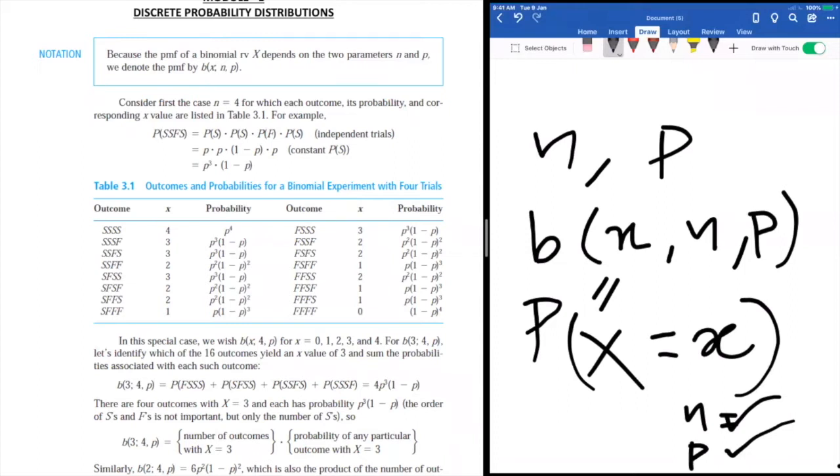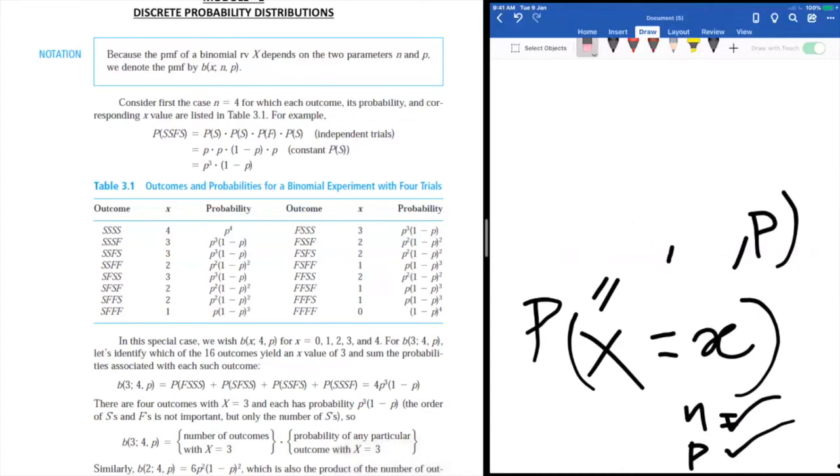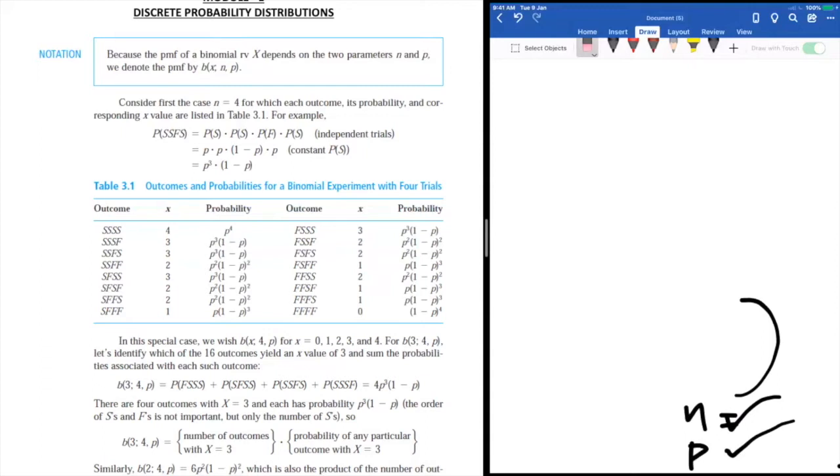Now consider the case n is equal to 4. Tossing a coin 4 times. The possible outcomes are success, success, success, success; then success, success, success, failure; and success, success, failure, success; and it goes on like that up to failure, failure, failure, failure.